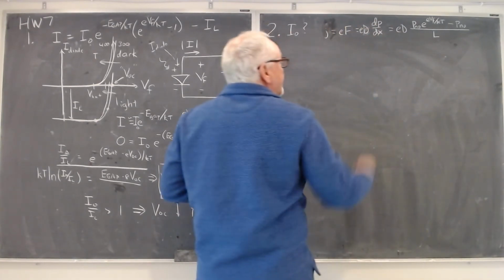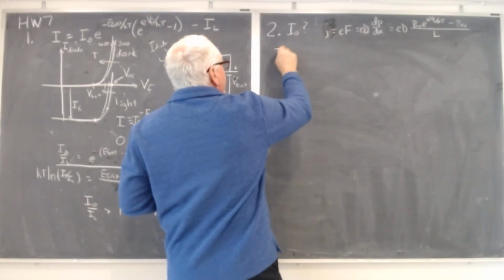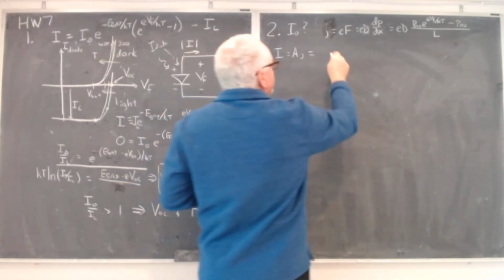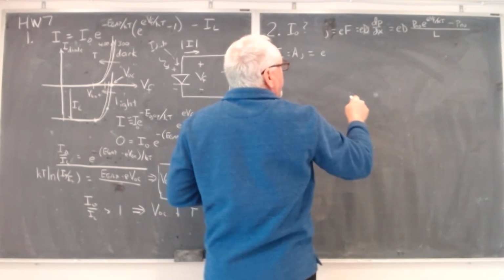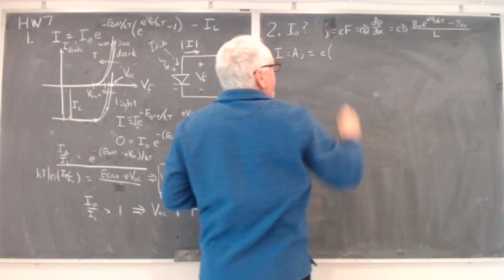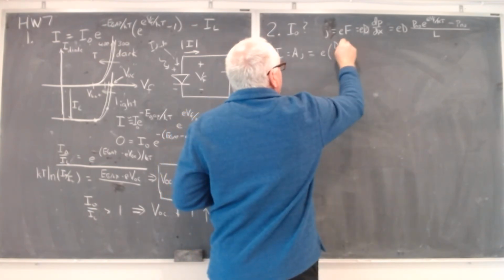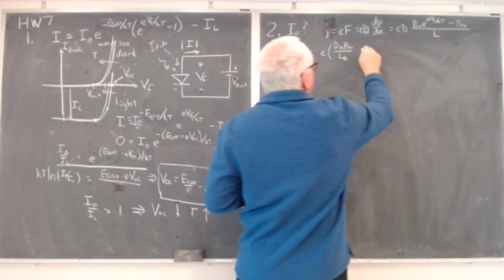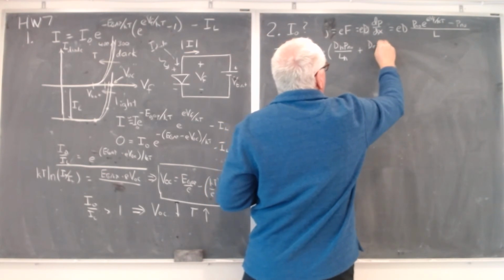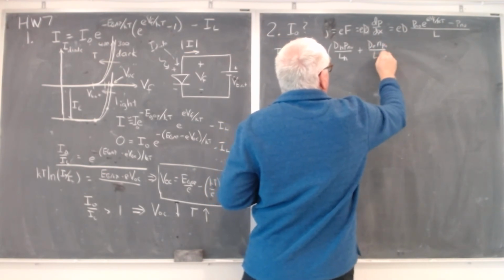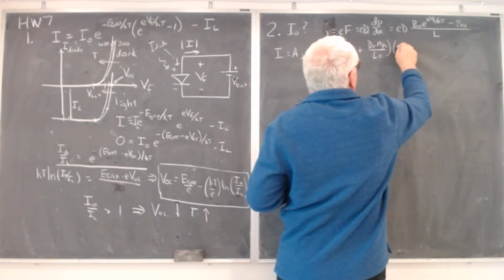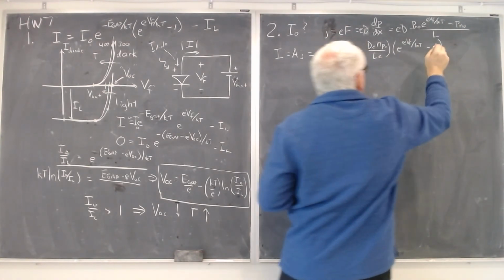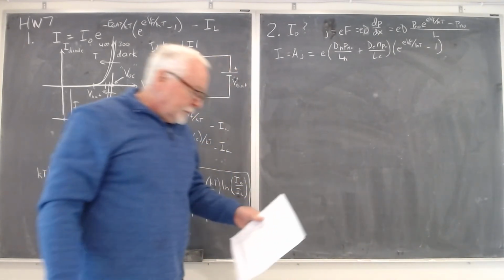So basically that's it, and so we can write down that I is A times J, and we'll include both components. So let's do E. Now I'm going to write down both components, but I set up the problem so you don't need to do that. Dh Pn0 over Lh plus De Np0 over Le times e to the eVF over kT minus 1. All right, and so we recovered our diode equation.